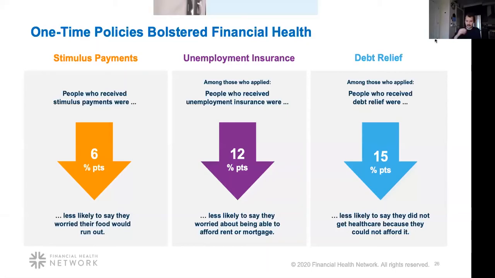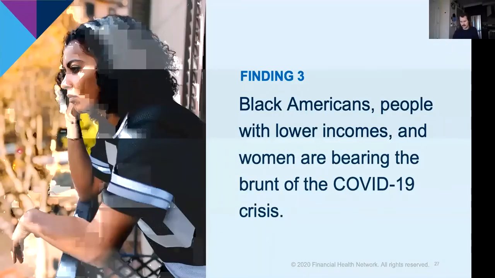But moving ahead to our next finding, despite what I just mentioned about these government programs, we did find that the COVID-19 pandemic was having disproportionate impacts across people in the United States. So Black Americans, people with lower incomes, and women were bearing the brunt of the COVID-19 pandemic.